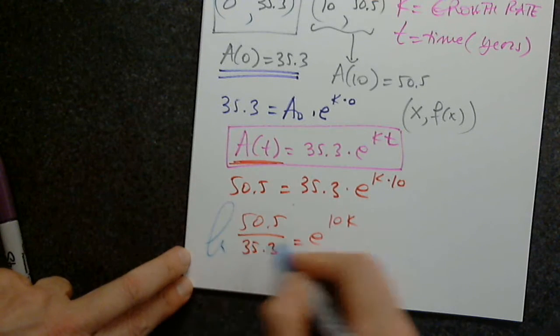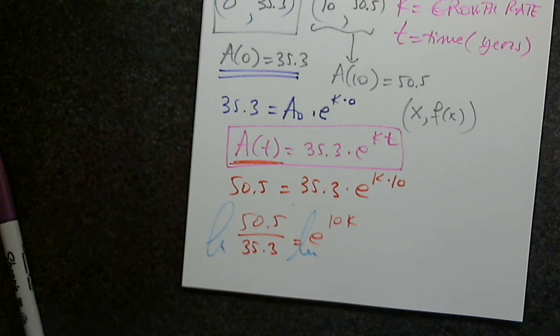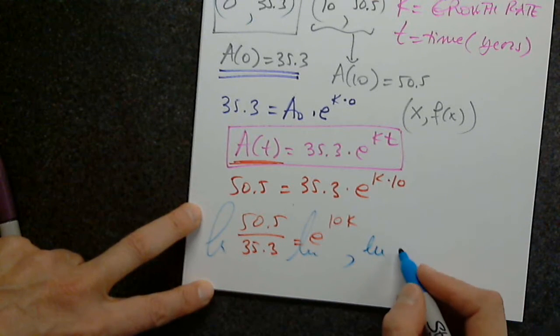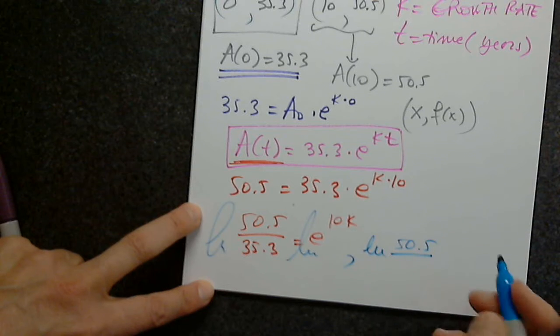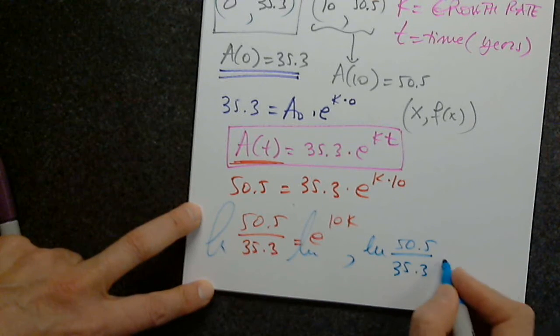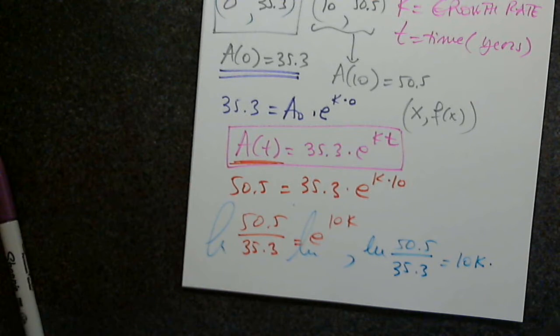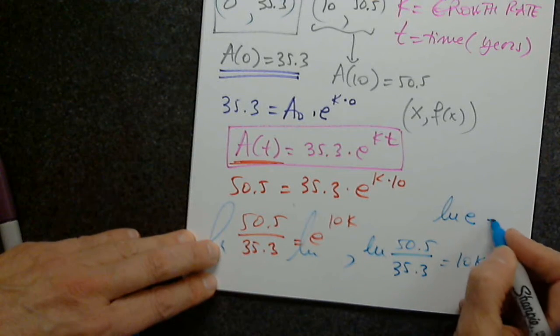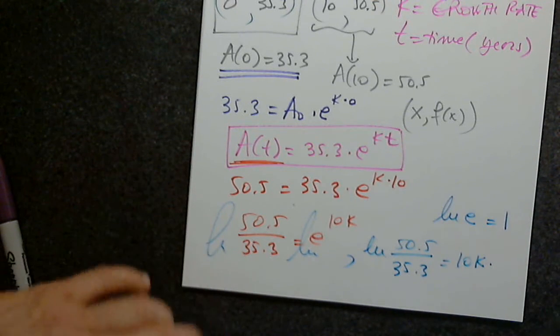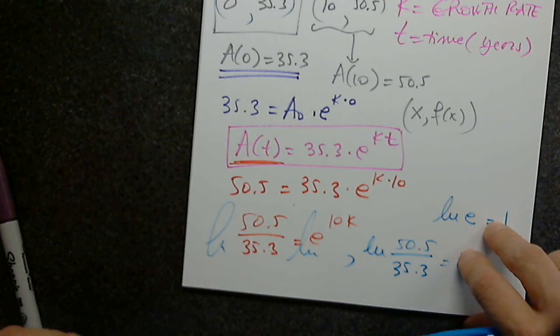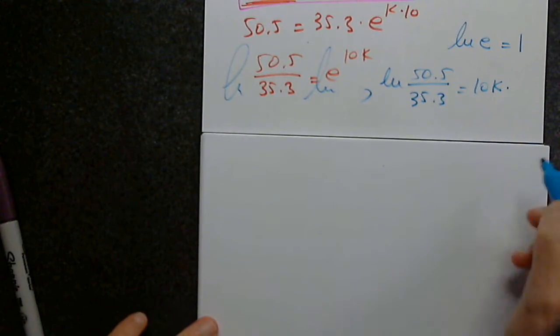So only now we can apply natural log. Exactly. Natural log of 50.5 over 35.3 equals 10k. But now I should write times natural log e. But we established last time that natural log e is exactly 1. That's why I won't write it. Why is it? Very good. Let's do this again. Sorry. No, that's fine. So we'll come back in a second.